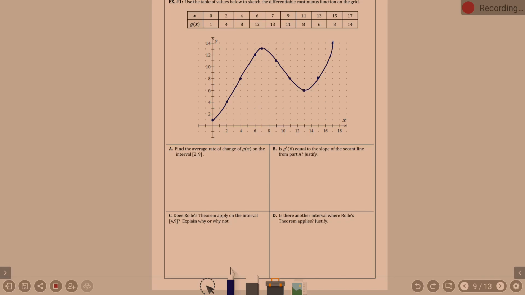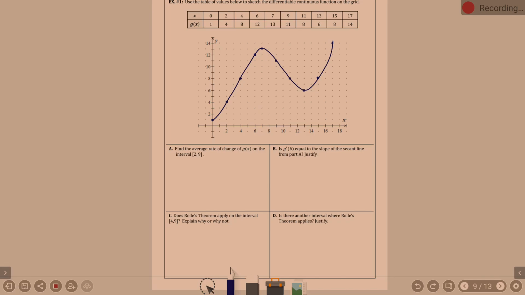Okay, let's see how many of these questions we can get through now. A, find the average rate of change of g of x on the interval 2 to 9. We don't even need the graph for part A, if you ask me. 11 minus 4 over 9 minus 2. Yep.